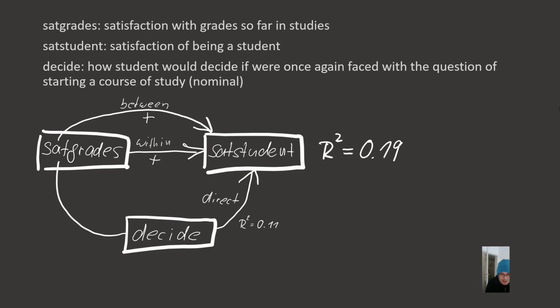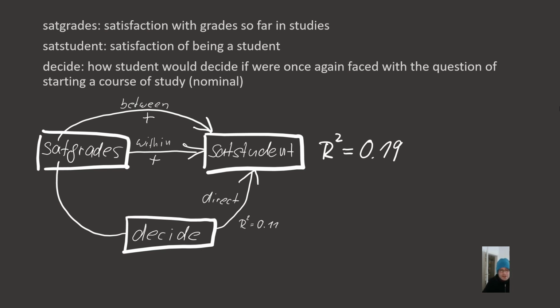And as we do so in this specific case, we see that half the explained variance is due to Decide directly. On the other hand, there is a significant between effect of SAT grades. That is, SAT grades is varying among Decide. And because of this variation, Decide affects SAT student indirectly via SAT grades. By the way, both effects, between and within, regarding the context Decide are positive. The higher the satisfaction with grades, the higher the satisfaction to be a student.